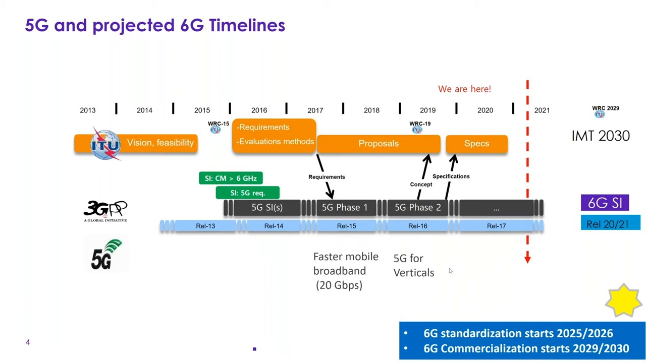And the other area that 5G is also focusing on is the enabling network for the Internet of Things. So these are being developed in 3GPP in release 16 and now release 17 in order to enable this.